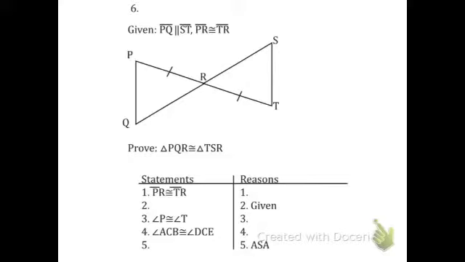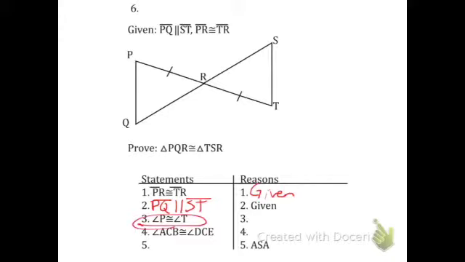Moving on to 6. This one has a little bit of a different start statement. These two vertical lines here stand for parallel. Okay, and so we'll be using that down here. PR is congruent to TR. Well, that's part of our givens, so we're going to write that down as given. Our next statement is a given, and that's our statement that we're going to put here. PQ is congruent to ST, and that's a given.